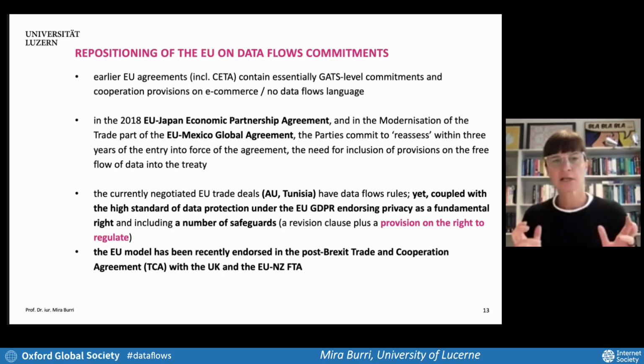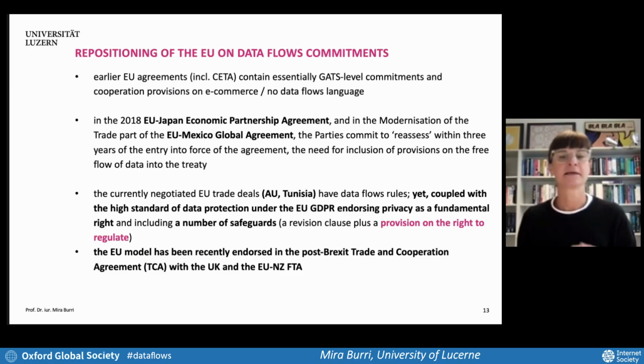And this changed a little bit, or started to change, with the EU-Japan agreement and the updated EU-Mexico global agreement, where basically there was a placeholder for the parties to reassess the situation and agree on provisions on data flows later on.